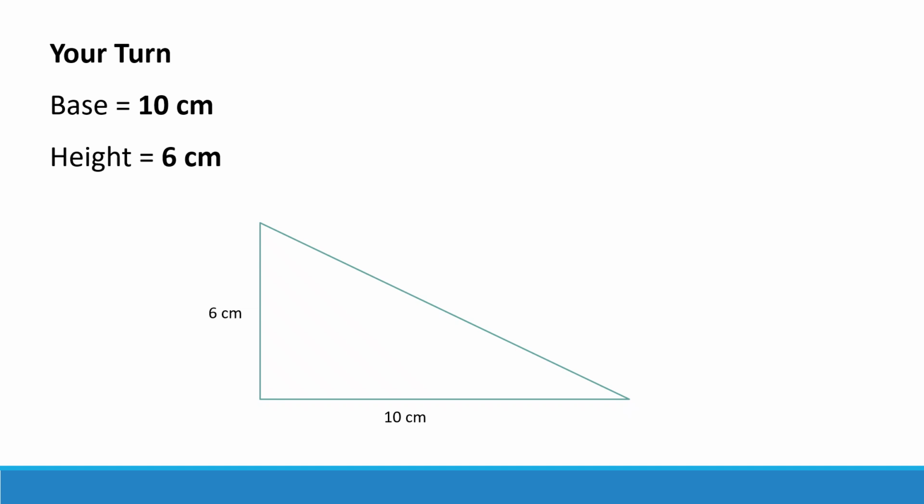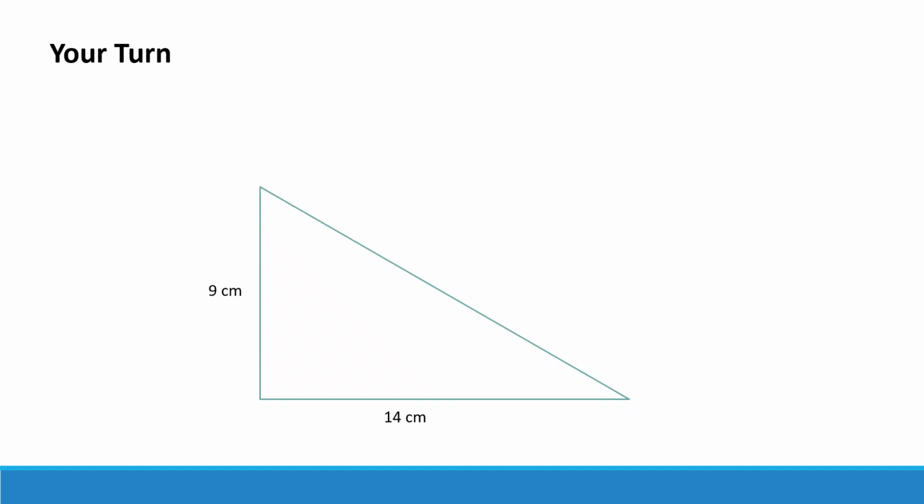We use the formula. Area equals 1/2 times the base times the height. 1/2 times 10 is 5. Then 5 times 6 equals 30. So the area is 30 square centimeters.